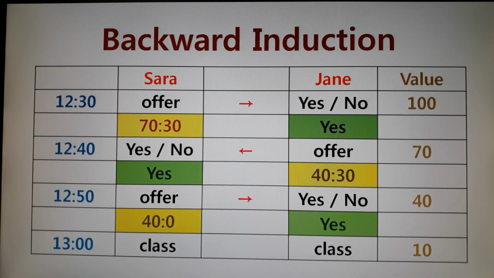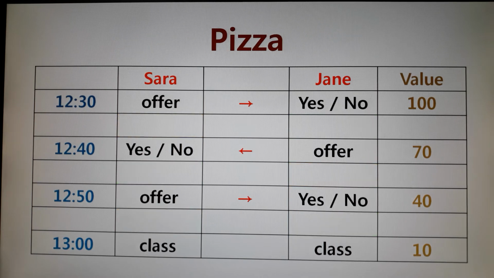Okay. Let's see. In a real class, I brought up 2 students, one would be Sarah, the other would be Jane, and I asked them to play the game in a real situation. So look at this game. If you are Sarah, what would you offer? 50-50? 60-40? 70-30? The first number is for Sarah, of course.